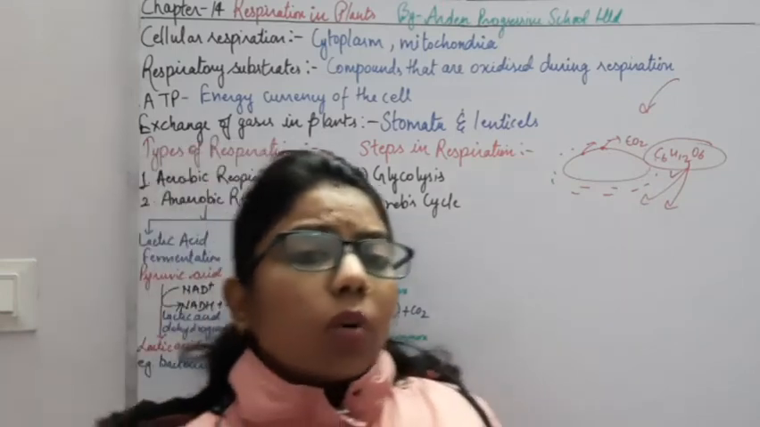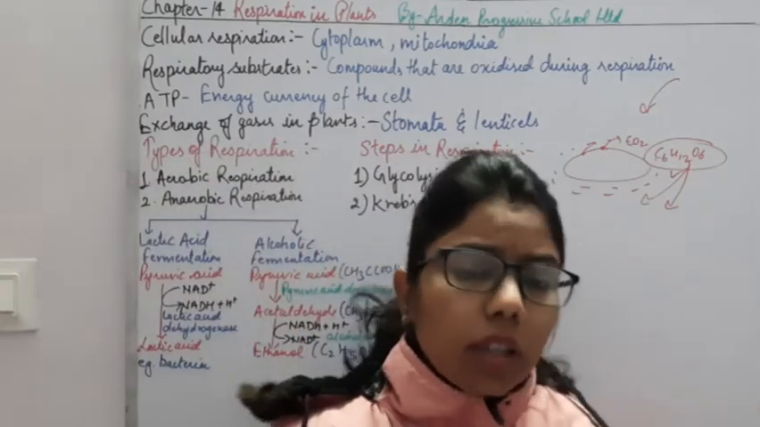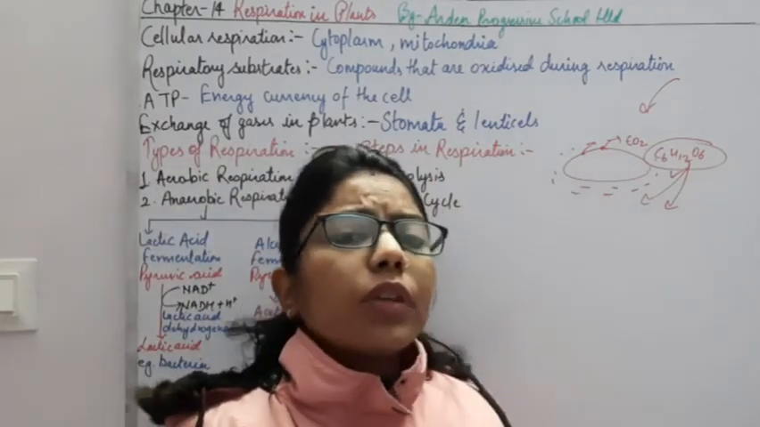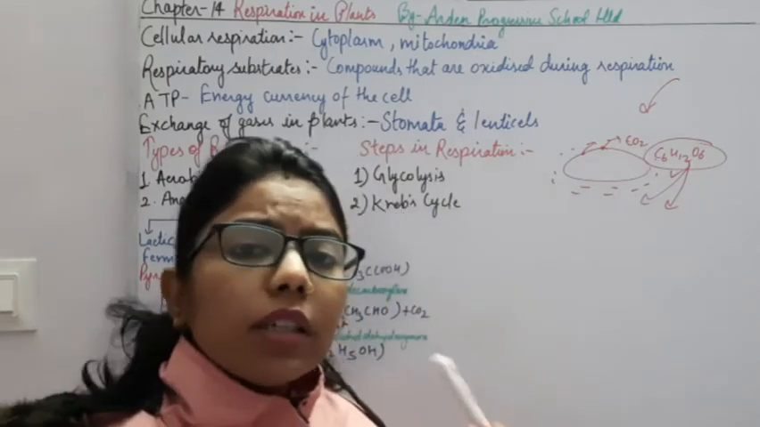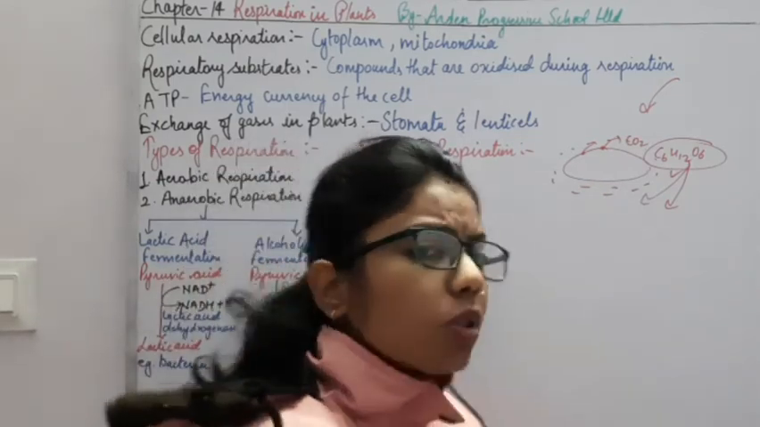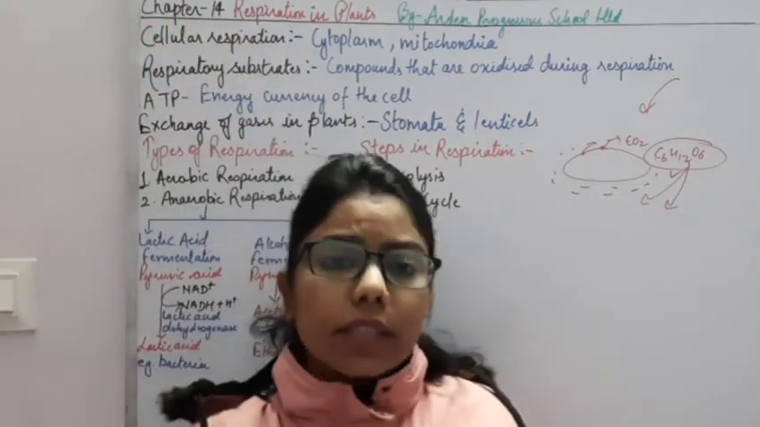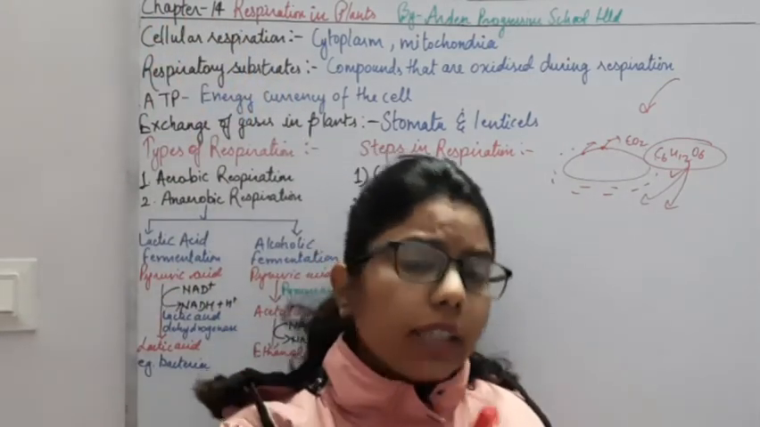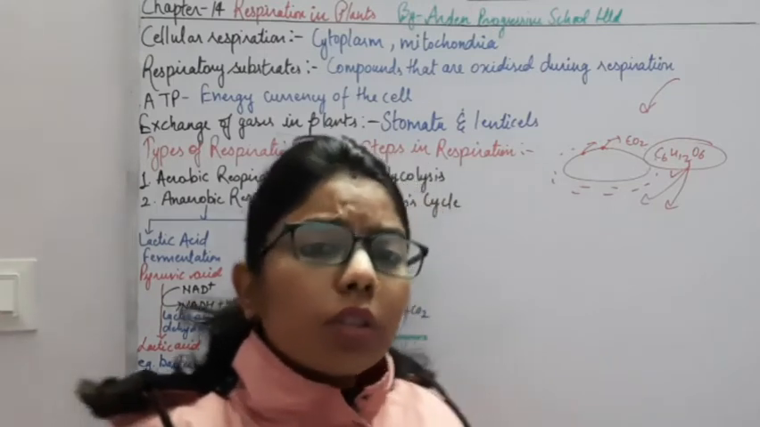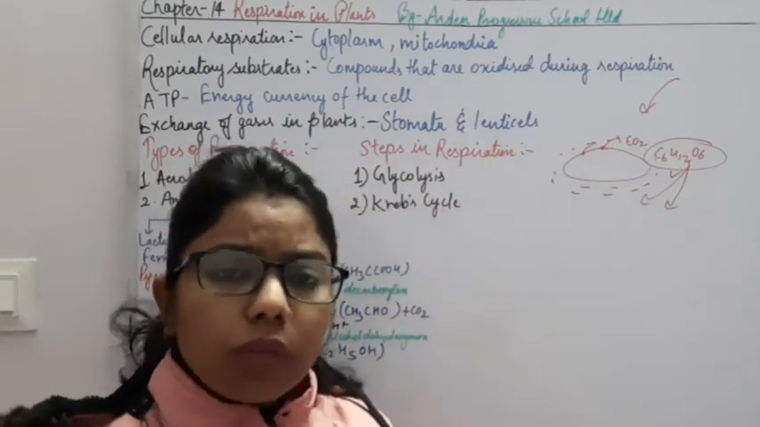Now if I am talking about respiration in plants, we know that in plants there will be cellular respiration. What do you understand by cellular respiration? It means that it takes place inside the cell. In common respiration, what was the process? It's just opposite to photosynthesis.